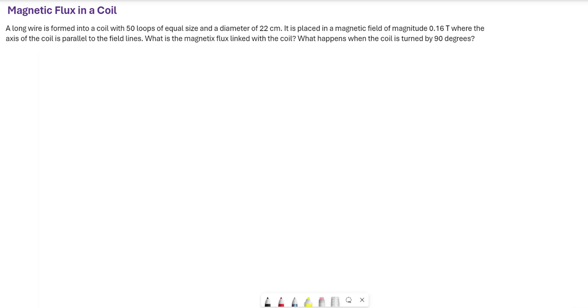Okay, so let's just go ahead and draw out our coil. I'm not going to draw out 50 turns here, so let's just pretend that we have more loops than we do. Our coil looks something like this. And we have this front surface that has a circular shape and a diameter, d, of 22 centimeters. So we'll write d equals 22 centimeters.